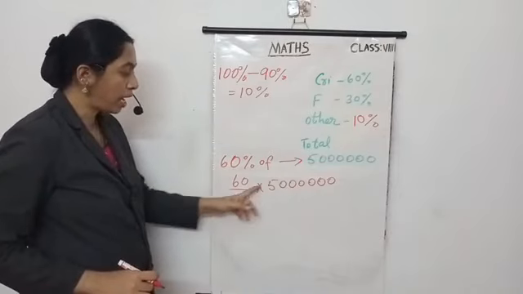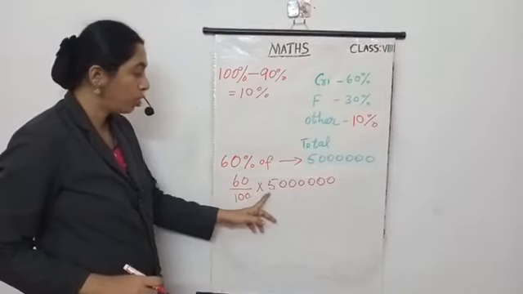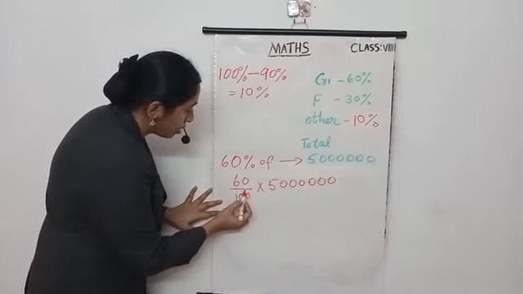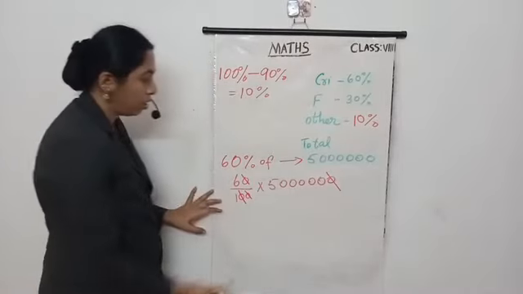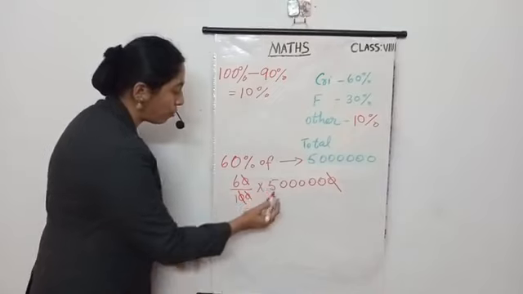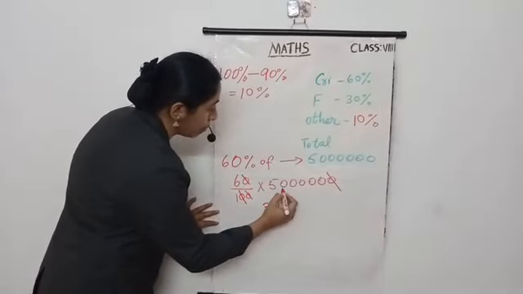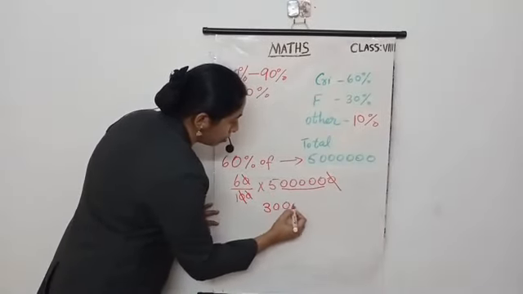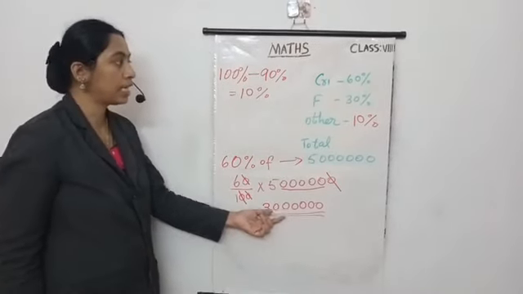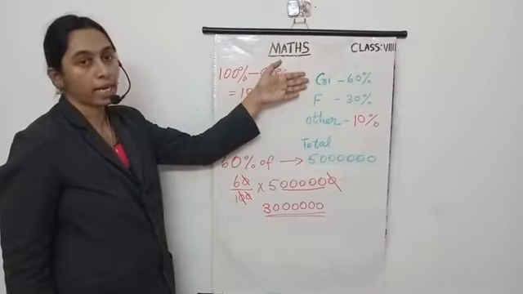So 60 by 100 into, of means into 50 lakh. Now we can cut this 0, this 0, this 0, here 0, 0. Now 6 into 5 lakh. 6 into 5, 30. Then balance these 5. We get 30 lakh. So 30 lakh people like cricket.